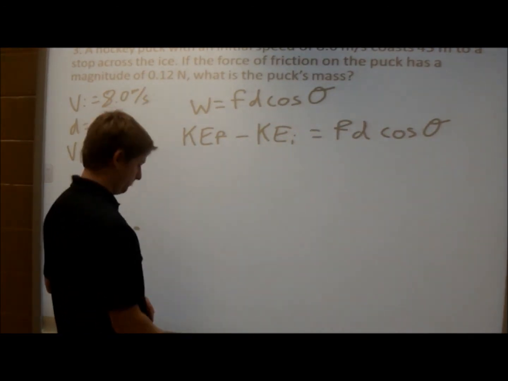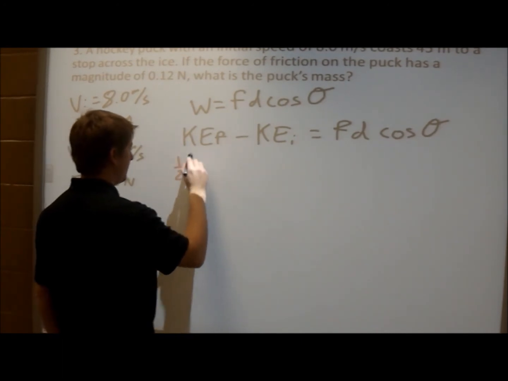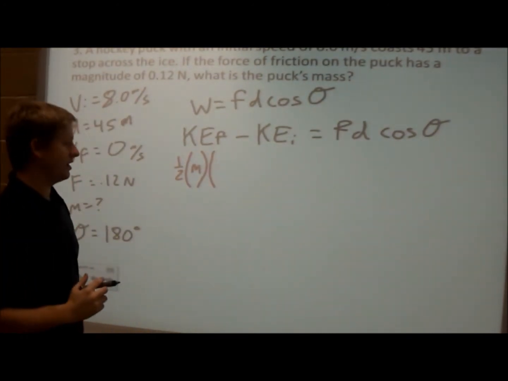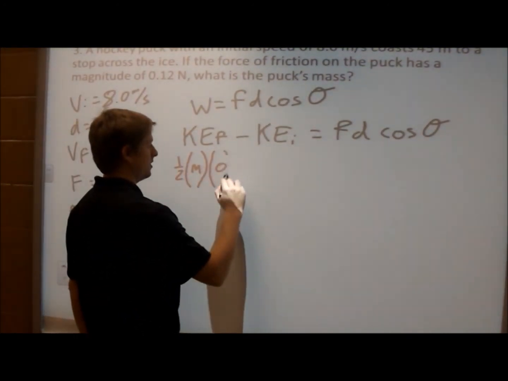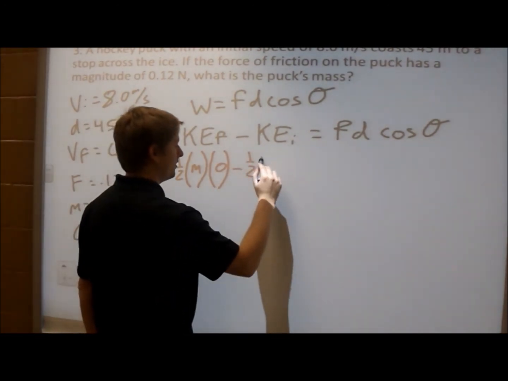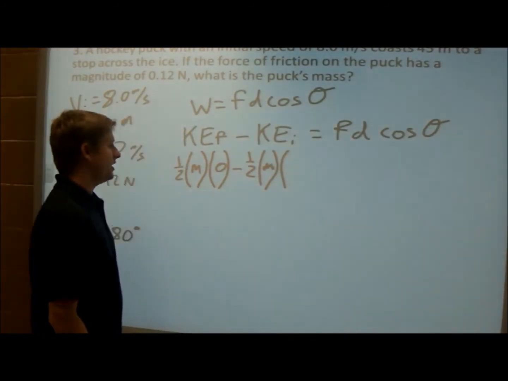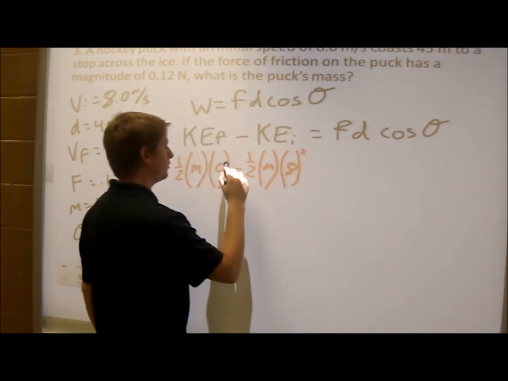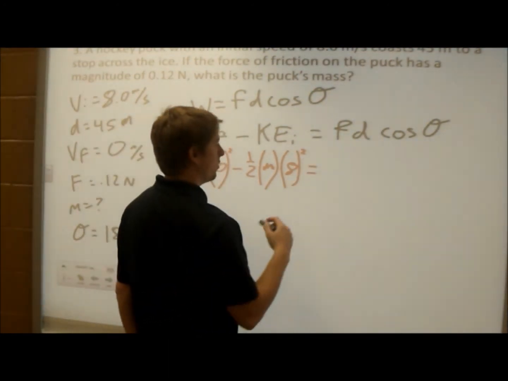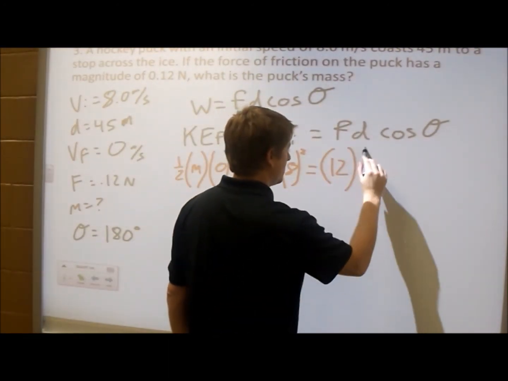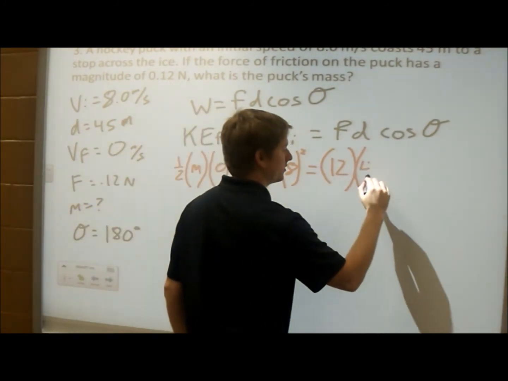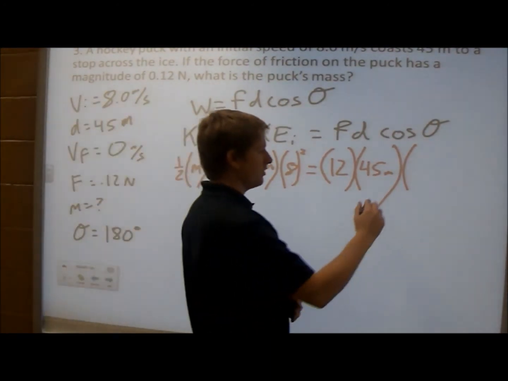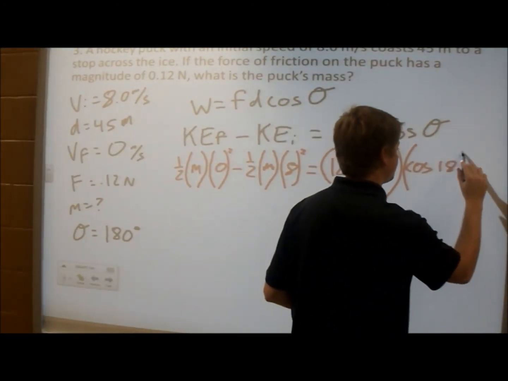Let's start plugging some numbers in. So this is 1/2 our m. We don't know what it is, that's what we're solving for. M. What's our final velocity here? 0. Minus 1/2 m, that's what we're solving for. What is our initial velocity? It's 8, squared. This one should be squared too, but whatever. Equals, what's our force? 0.12. Our distance that we're traveling here is 45 meters. And our cosine of theta, so the cosine of 180.